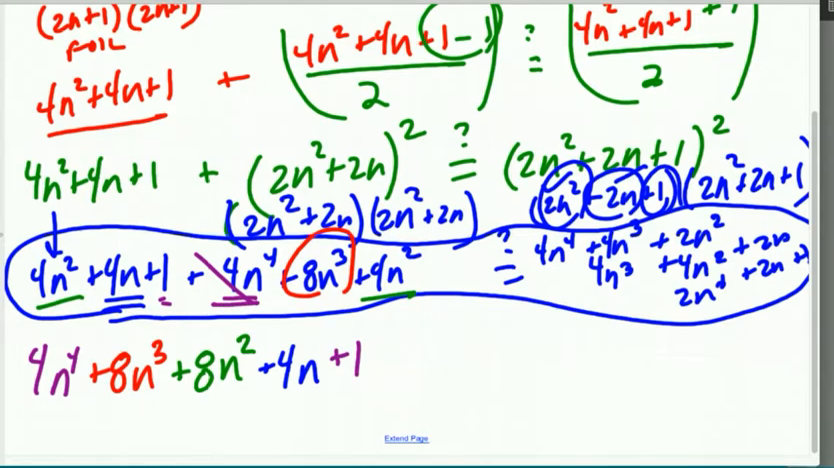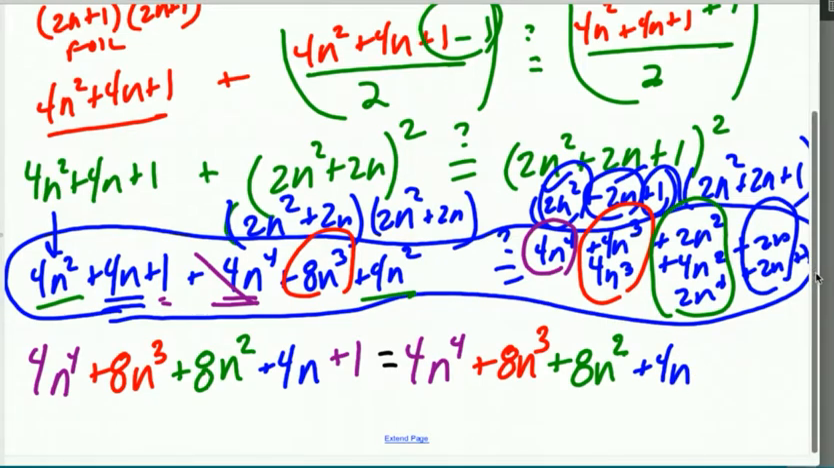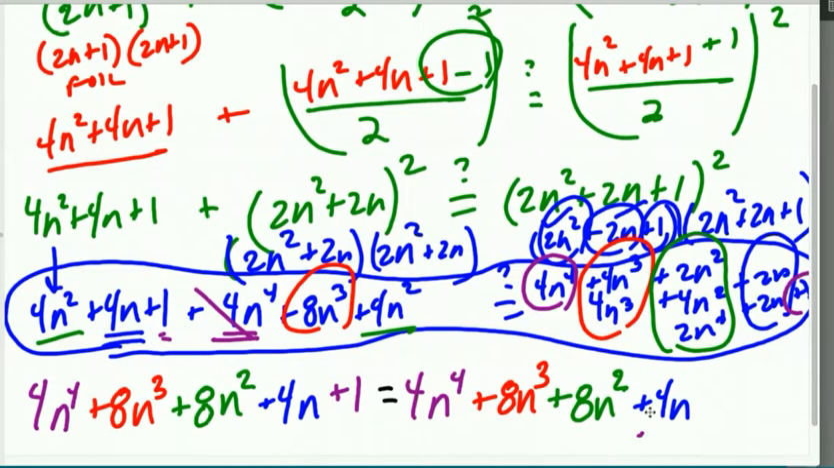Cool. On the other side, it seems to me that I have only this guy as an n to the fourth, because I conveniently lined them up in columns, so I have a 4n to the fourth. For my cubes, I seem to have an 8n cubed. For my squareds, I seem to have 2 plus 4 plus 2, which is an 8n squared. For my linear term, I seem to have a 2n plus a 2n, which is a 4n. And then for this solo guy sitting all the way on the end by himself, I seem to have a plus 1. And sure enough, they're the same.